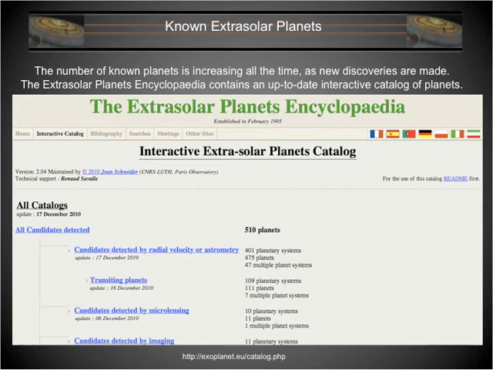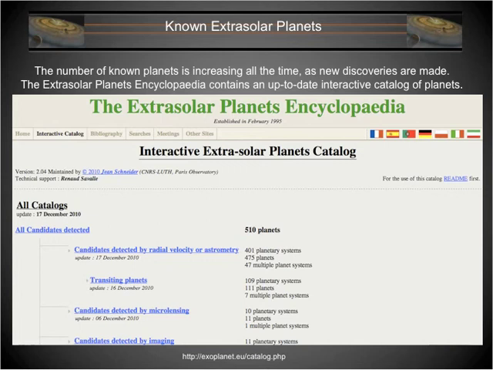But as of the end of 2010, there were over 500 known planets, and you see how some of these were discovered. I didn't go over every single detection technique, but you do see that most of them were discovered by the radial velocity method, which uses the Doppler shift in the spectrum. But then a significant number were also discovered via the transit method that I utilized.